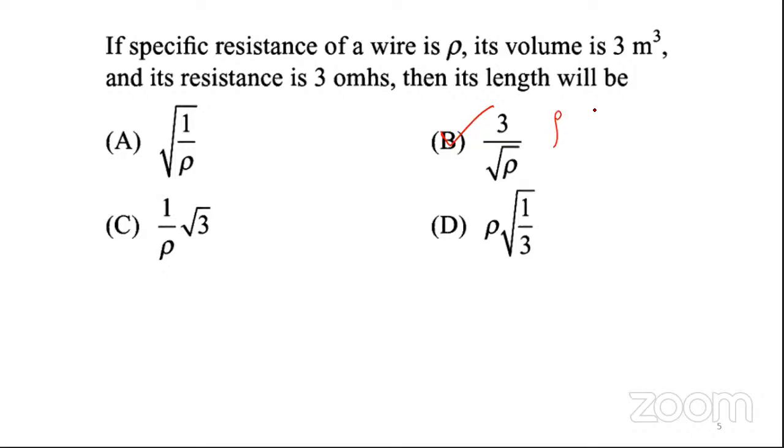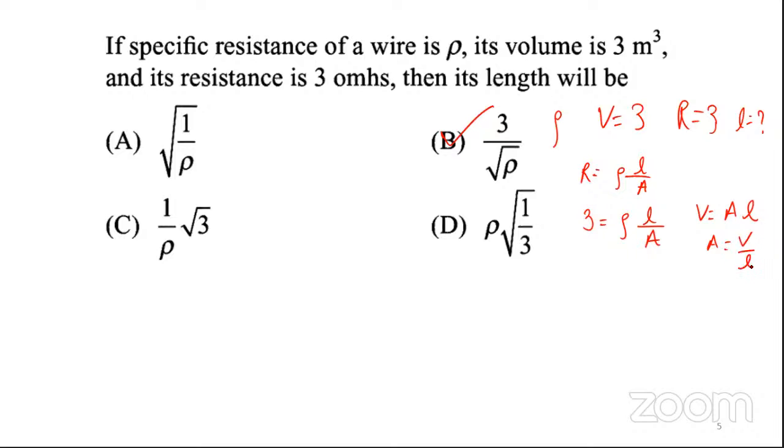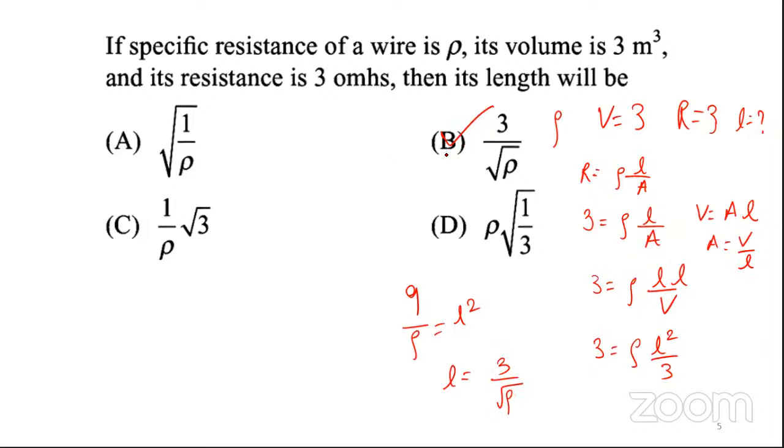We have the specific resistance, that is resistivity, as rho. V is given as 3, R is 3, and we have to find length. So we know that R equals rho L by A. This 3 equals rho L upon A. Now we know volume equals area into length. So A can be written as V upon L. So 3 equals rho L upon V by L. So 3 equals rho L square upon 3. So 9 by rho equals L square. L equals 3 upon under root rho. That is the B option.